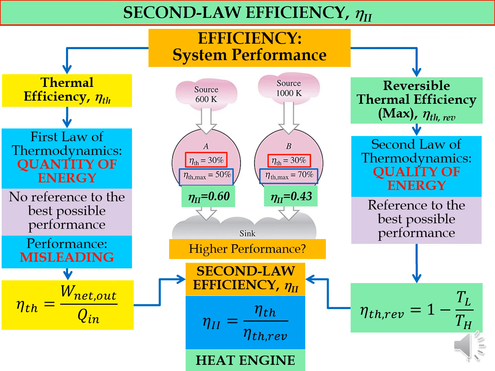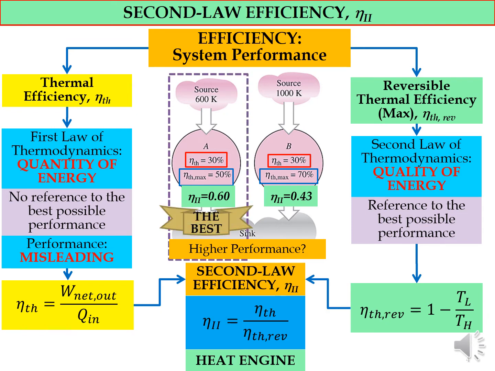From these two systems, we know that system A is the best, since with a heat source of only 600 Kelvin it delivers the same net work output as the system with the heat source of 1000 Kelvin. It is like the ratio of the output power to the heat source.